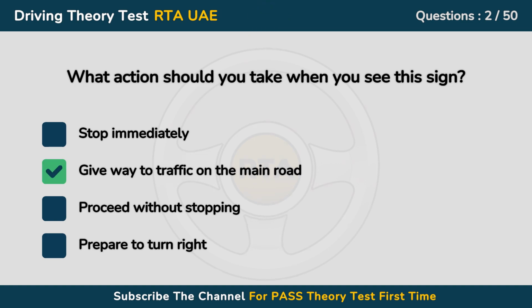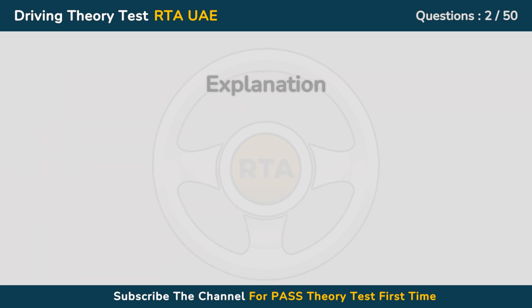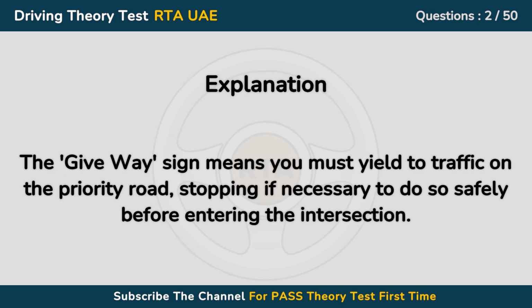Answer is B. Give way to traffic on the main road. The give way sign means you must yield to traffic on the priority road, stopping if necessary to do so safely before entering the intersection.